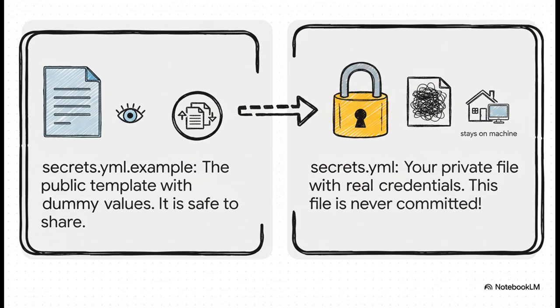Over on the left, you see this template file, secrets.yml.example. It's got dummy values, and it's totally safe to share or commit to your public code repository. Then on the right, that's your actual secrets file. You create it from the template, you put in your real passwords, and you make sure it is never shared. It's a simple but absolutely critical security pattern.